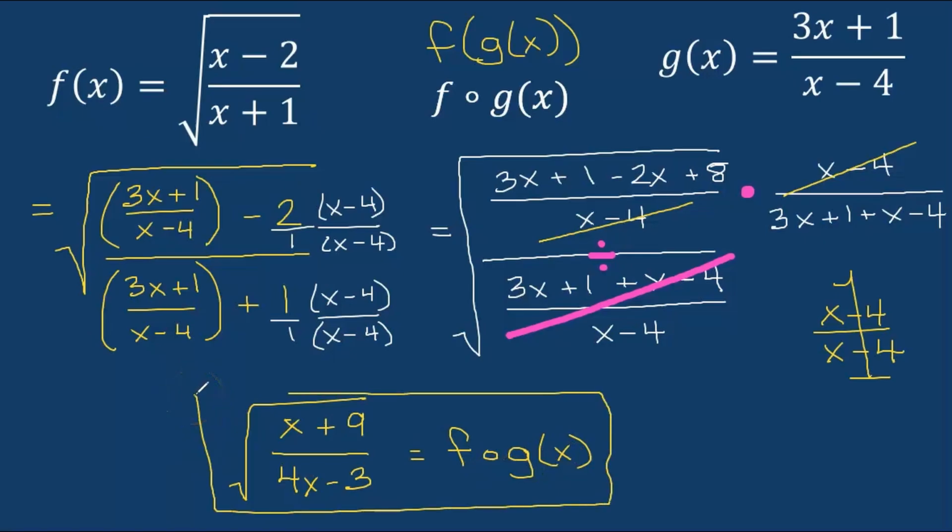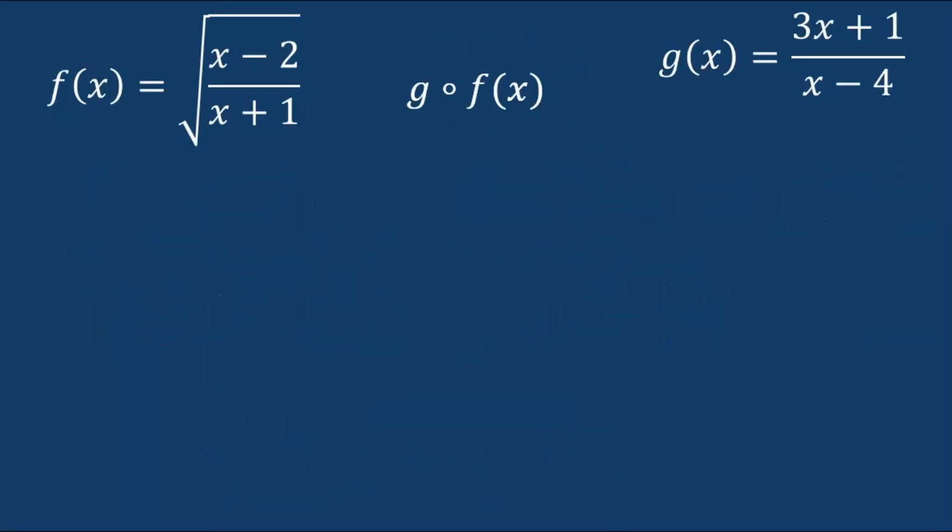Okay, we've done tons of work. Let's move on to the next problem. So now we're going to do the reverse of this. We have the function g, and we're going to insert the function f of x everywhere we see an x. So we're going to start off by copying the function g down.